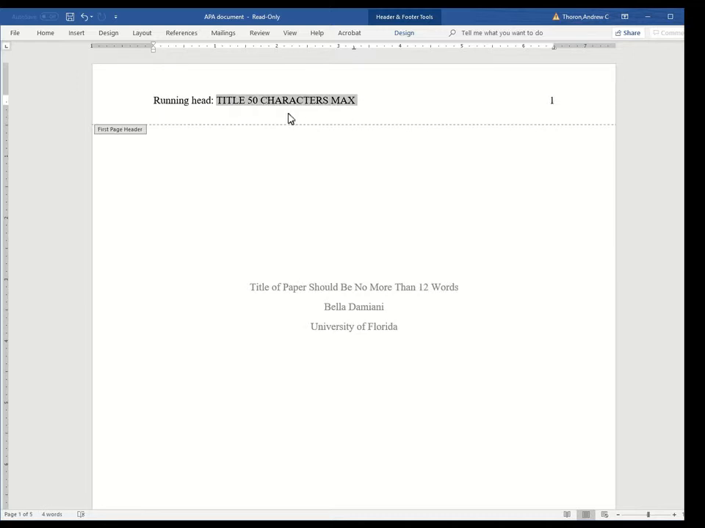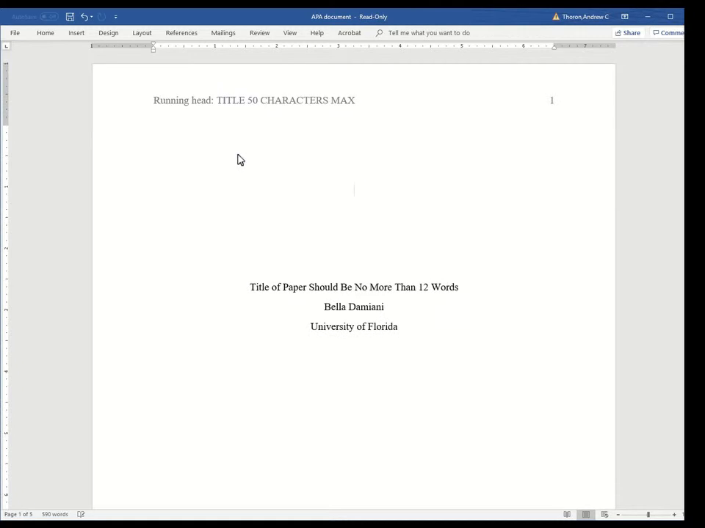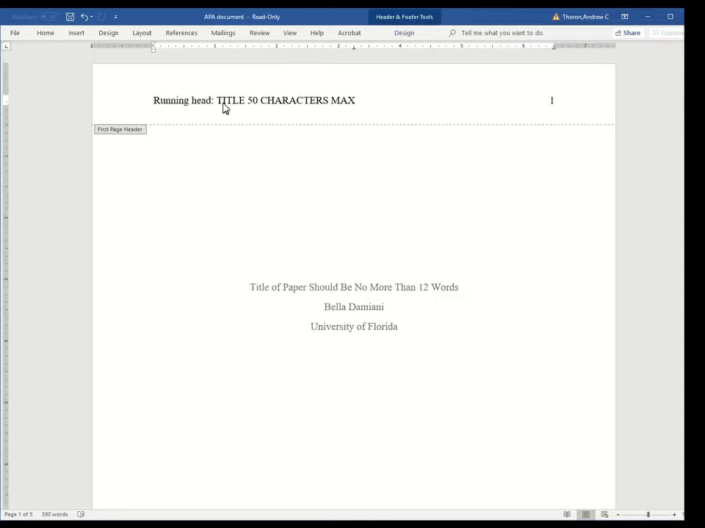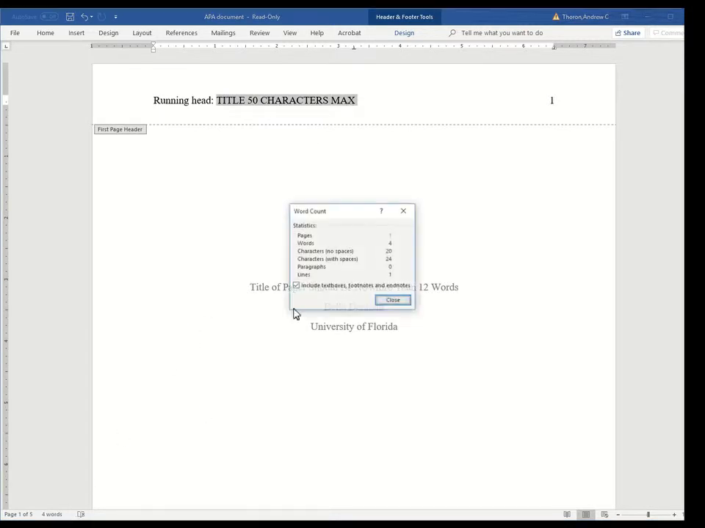So your running head will be included, followed by an abbreviated title of your report. The title should exceed no more than 50 characters maximum, including spaces. So that's 50 characters including spaces. The way you can check this is you can highlight it and go down here and you see characters with spaces is 24. So that's how you check that.